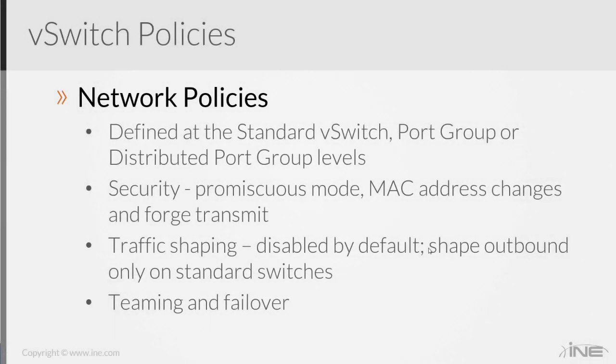Our vSwitch policies would fall under three categories. In this module, we'll cover security policies for vSwitch, whilst in a separate module, we'll cover traffic shaping and teaming and failover policies. Network policies are configured at the standard vSwitch level, at the port group level, or at the distributed port group level, with the policies configured at the port group level overriding the vSwitch level configurations.